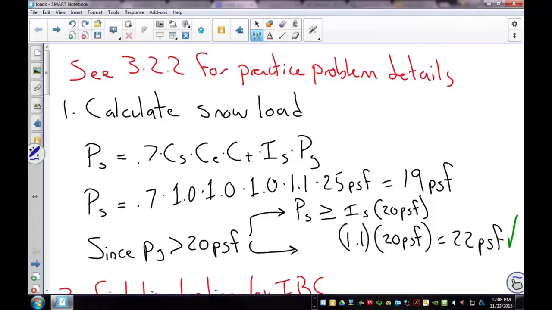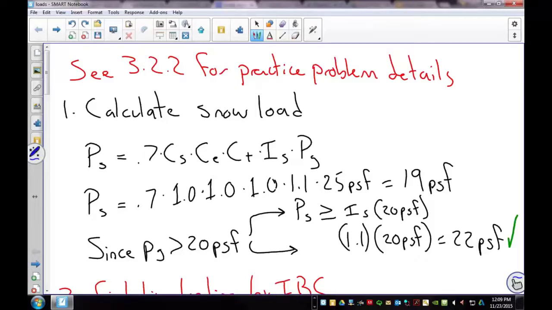Let's talk about this minimum snow load thing. It says if P sub G is less than 20. Was it? Our ground snow load was less than 20? P sub G was 25. You guys with me? Okay, so I'm not even going to finish reading that. That's not me. Okay, next one.